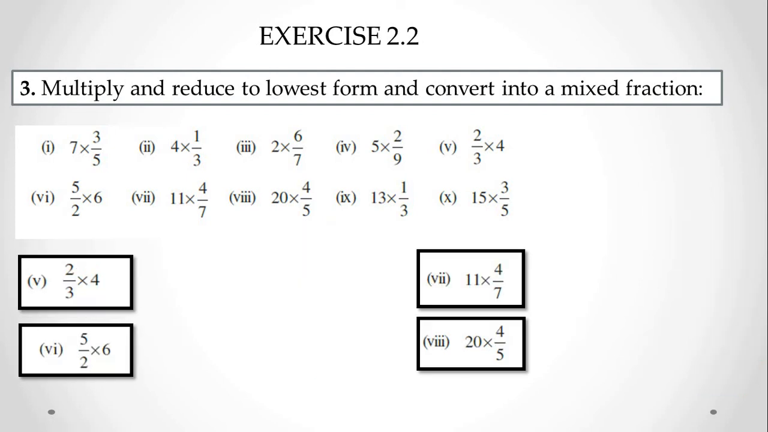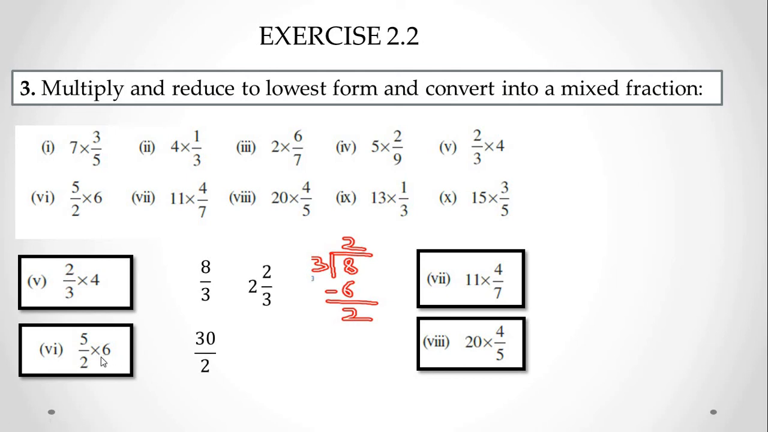Next one is multiply and reduce to lowest form and convert into the mixed fraction. So question number 5. 2 into 4 is 8 upon 3, and then you have to divide 8 by 3. So 3 into 2 is 6. 8 minus 6 is 2. So the answer is 2 2 upon 3.